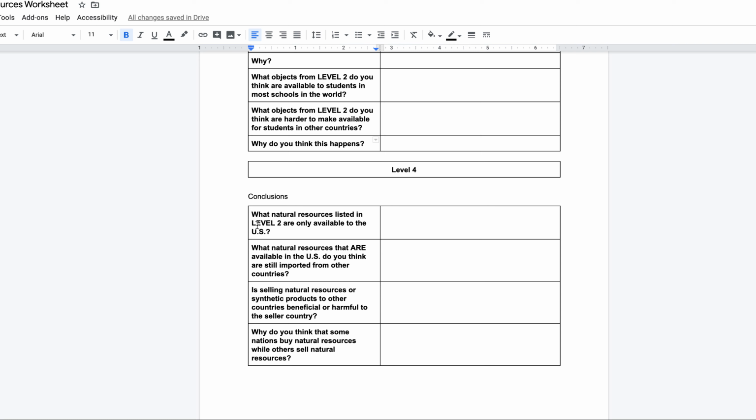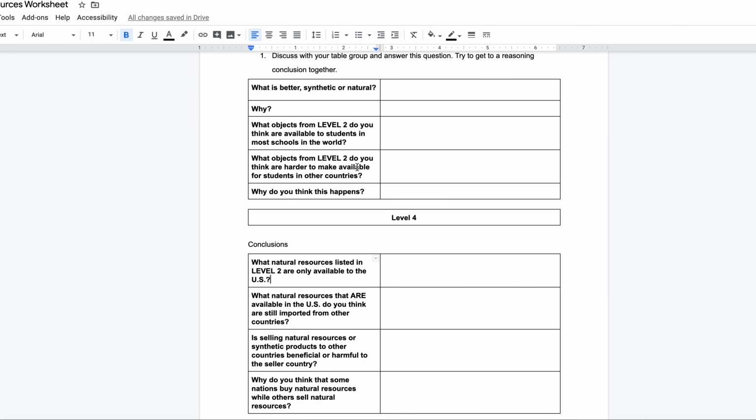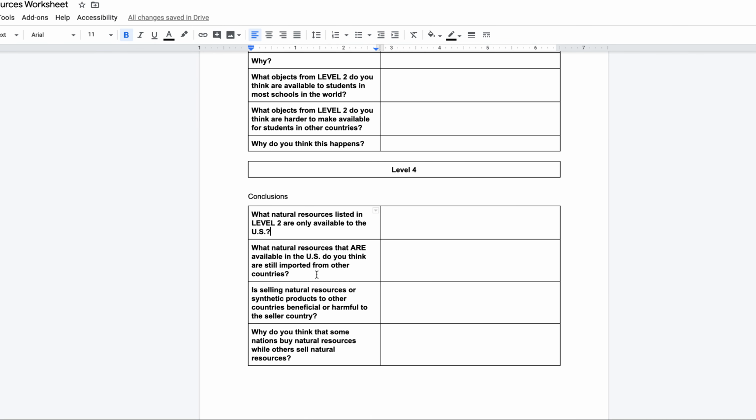And then for level 4, you're going to have to apply these concepts and think a little bit outside the box. So for example, what natural resources listed in level 2 are only available in the US? And so you're now going to have to look at these natural parts right here. What natural resources are only available to the US? And what natural resources that are available in the US do you think are still imported from other countries?